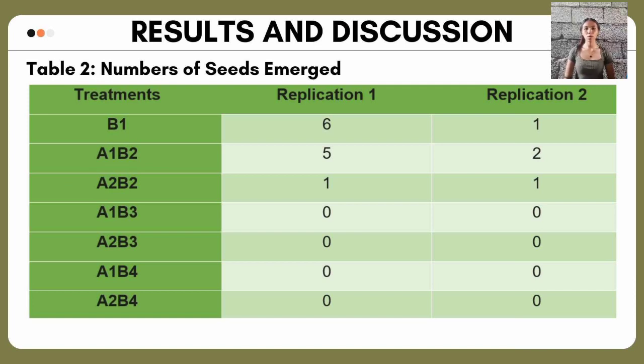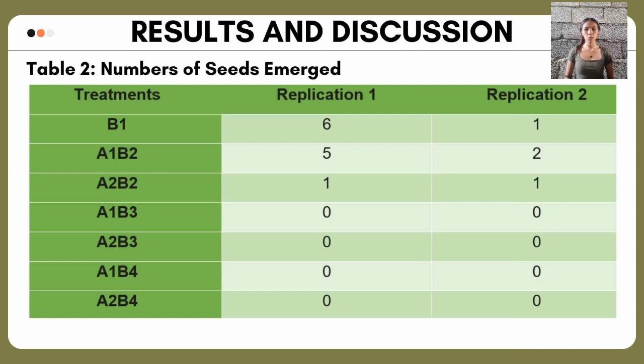In replication 1, the control group, or B1, showed the highest seed emergence with 6 seeds, indicating optimal conditions for cacao seed viability. The A1B2 treatment exhibited a slightly lower emergence of 5 seeds, suggesting that refrigeration for 5 days may have a minor inhibitory effect on seed germination. The A2B2 treatment, representing ambient storage for 5 days, showed the lowest emergence with only 1 seed.